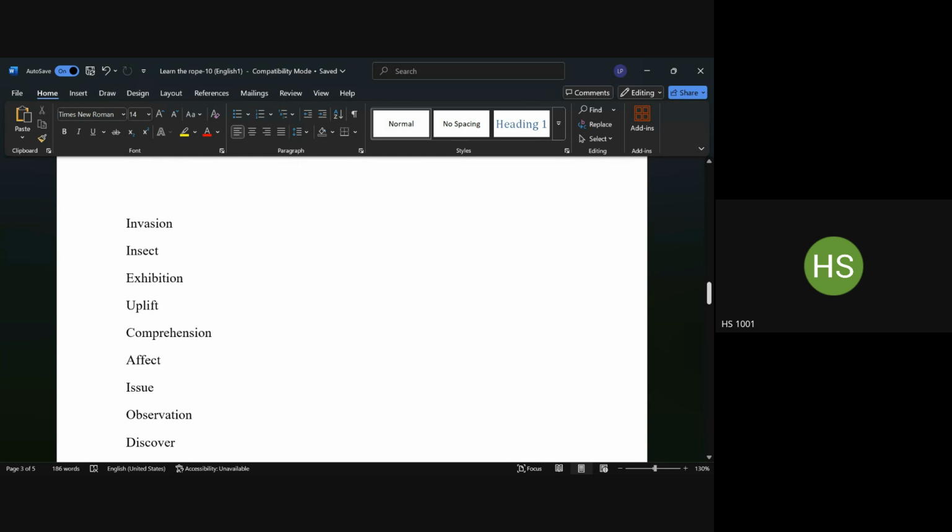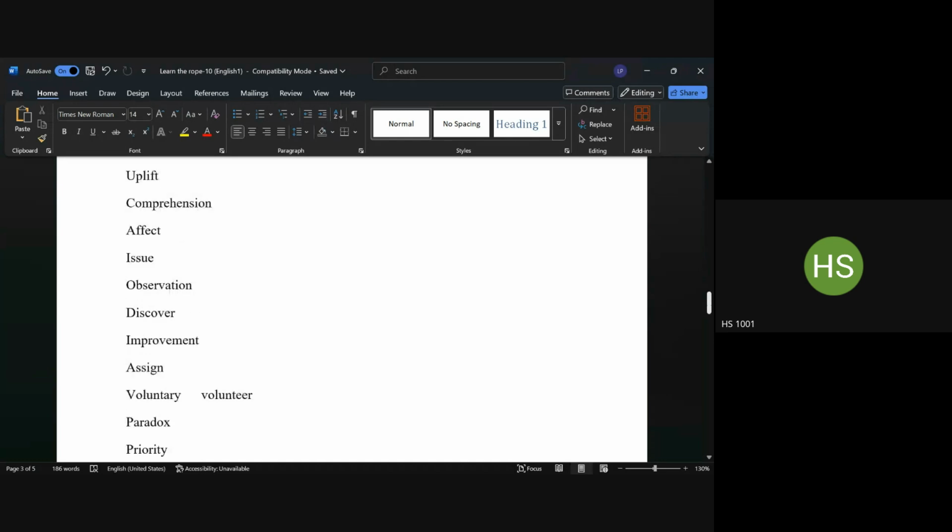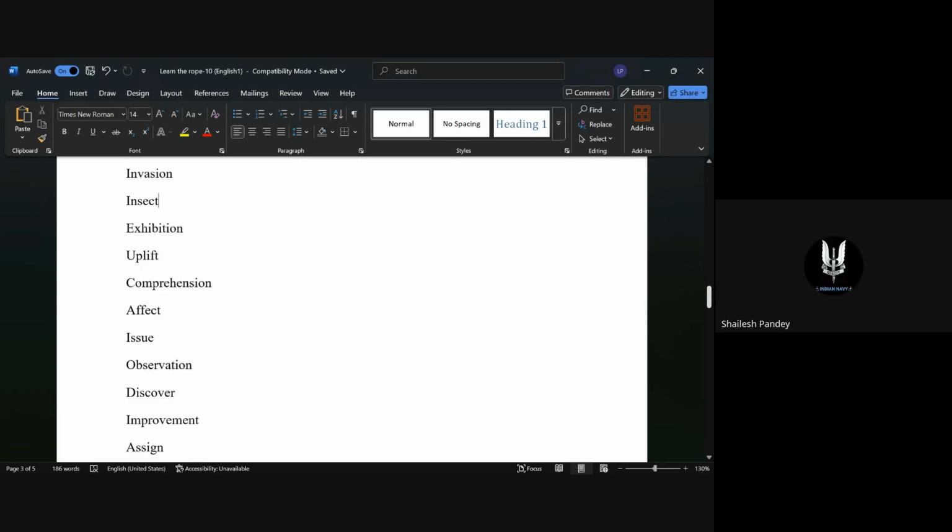Next one is subset. Subset is what? It's a noun. So it has to be marked on the first syllable. Subset, first. Right? Next is invasion. There are a lot of words here. Invasion, second one, the vay syllable, right? Then insect. Insect, first one. Correct, because it's a noun, right?